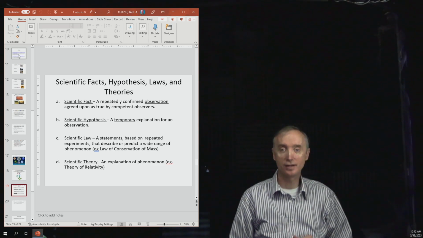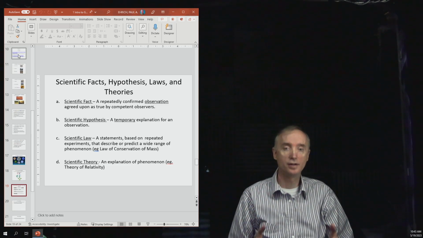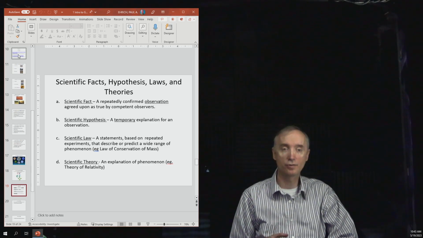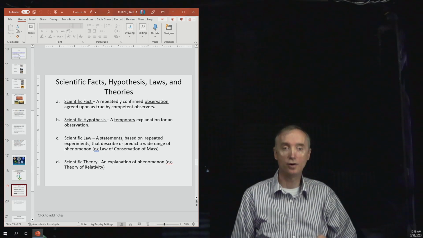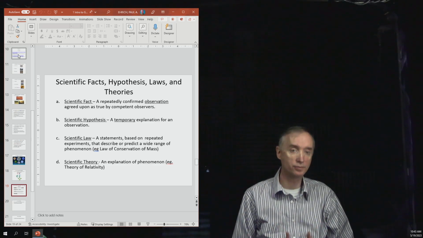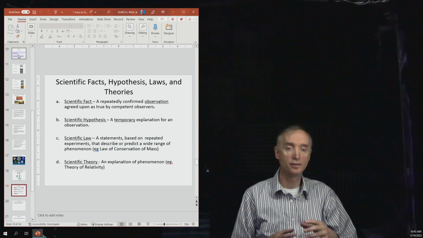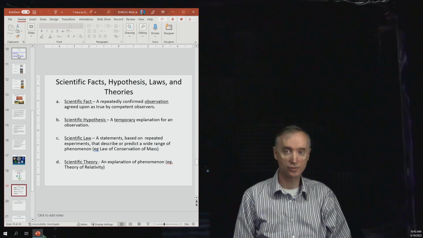So that's what a scientific theory does. So a scientific theory is an overarching theory that is going to explain a particular phenomenon. So for example, you have the general theory of relativity, and you have the special theory of relativity. You also have the theory of quantum mechanics. So these are very broad theories that help to explain how nature works.